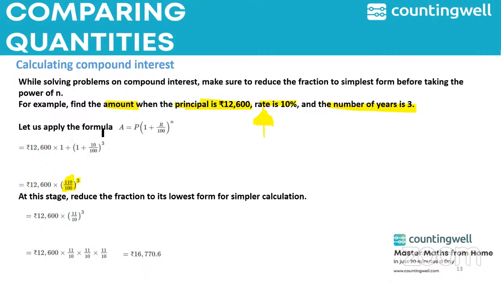Let us apply the formula. It is A equals P into 1 plus R upon 100 raised to the power n. n is the time period in years. R is the rate of interest. P is the principal. A is the amount. So substituting the given values, we have rupees 12,600, the principal amount, into 1 plus 10 upon 100 raised to 3.